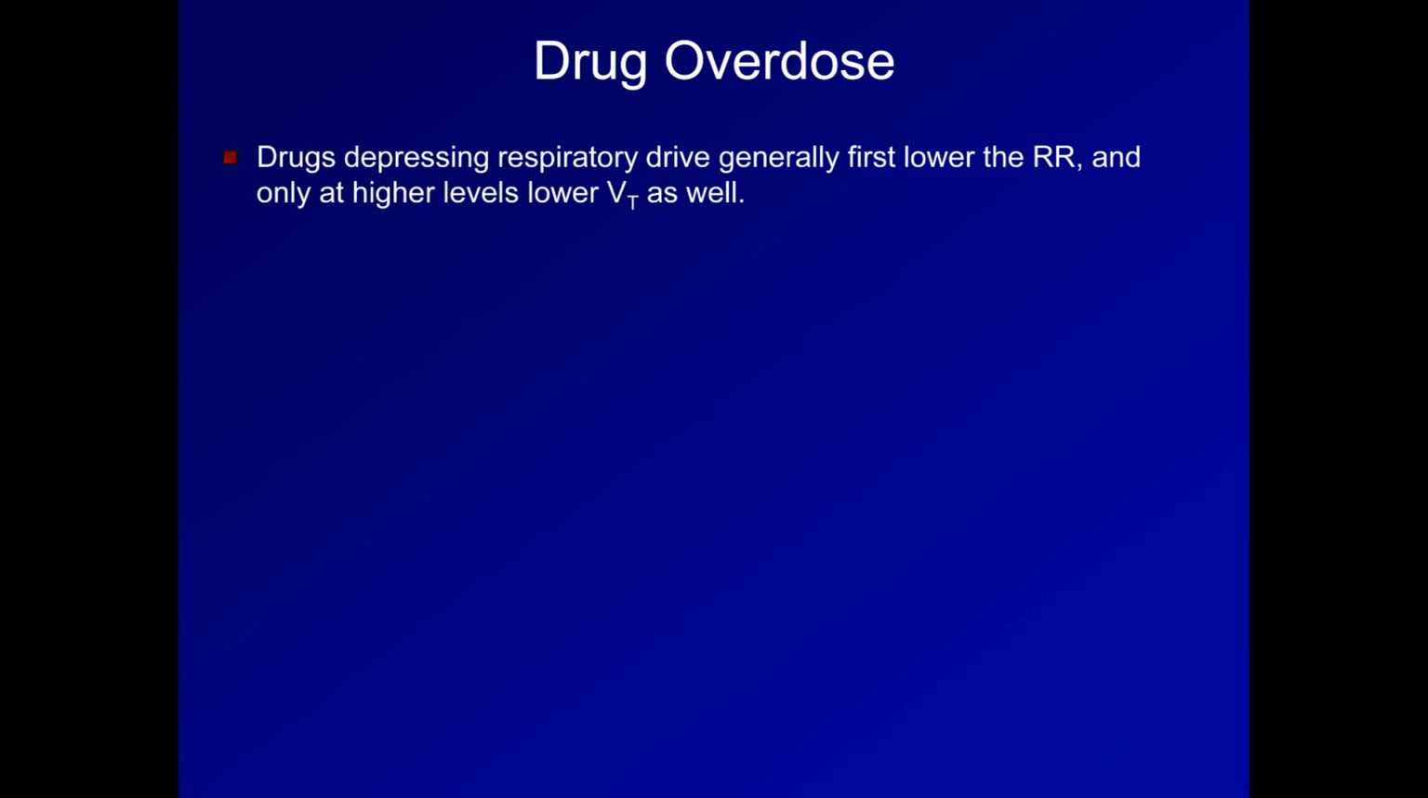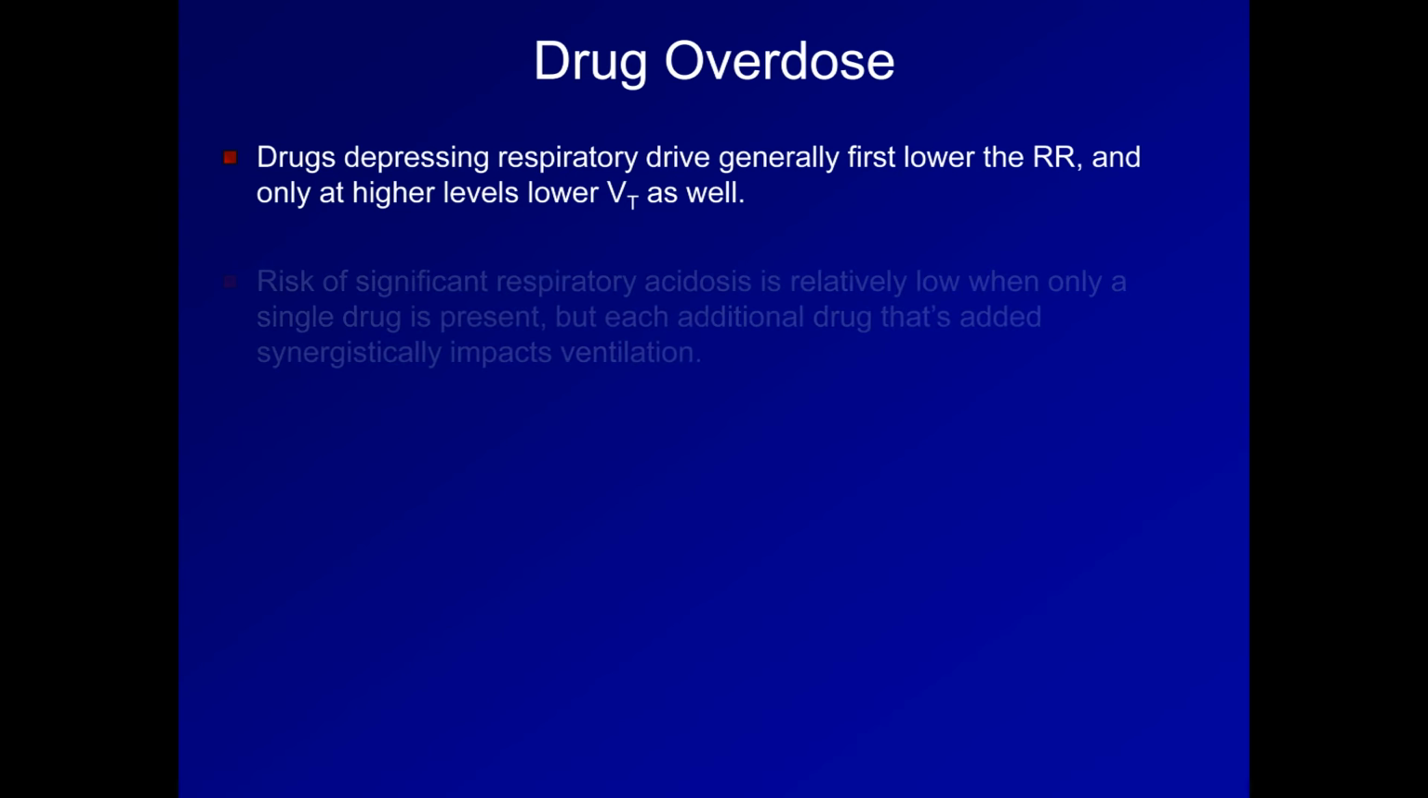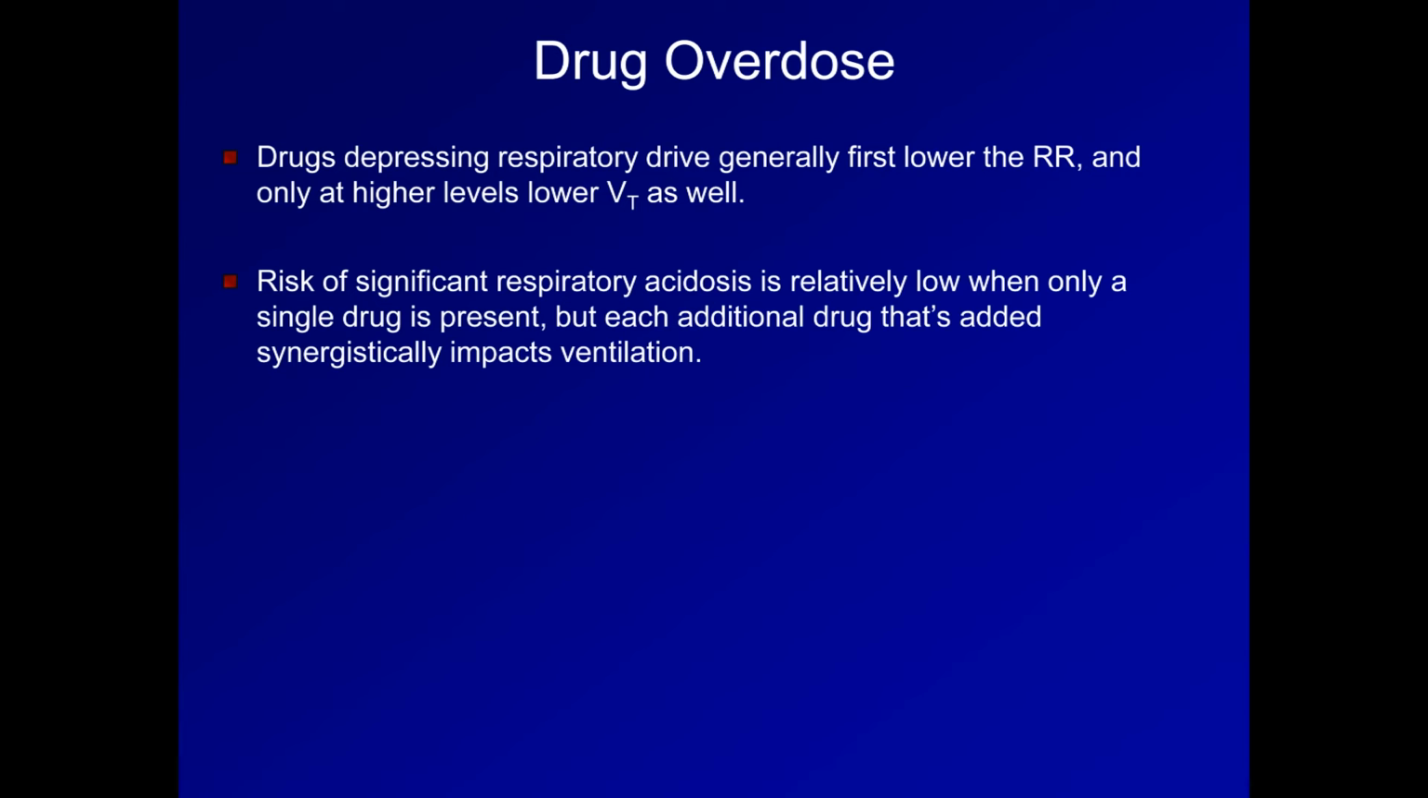The next etiology of a respiratory acidosis is drug overdose. As with COPD, this is far too expansive a diagnosis to discuss in depth. However, let's just focus on the depression of respiration. As a general rule, drugs that depress respiratory drive first lower the respiratory rate, and only at higher levels lower tidal volume as well. The risk of significant respiratory acidosis and death is relatively low when a single drug is present, but each additional drug that's added synergistically impacts ventilation, particularly when the additional drugs are in different classes. For example, mixing alcohol, narcotics, and benzodiazepines.